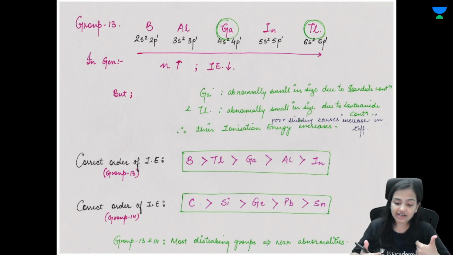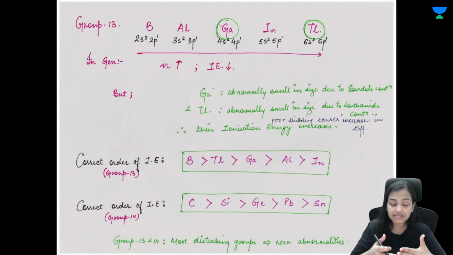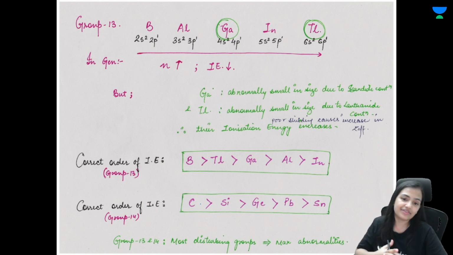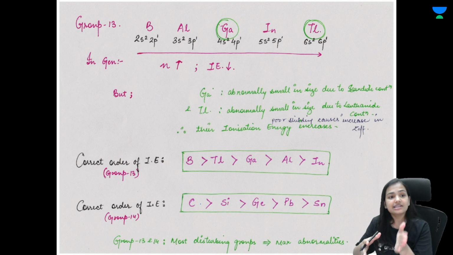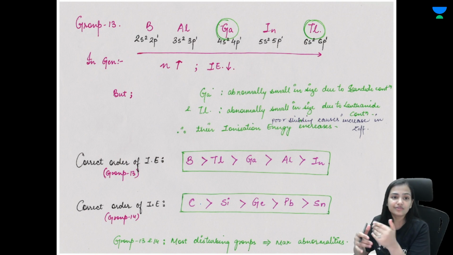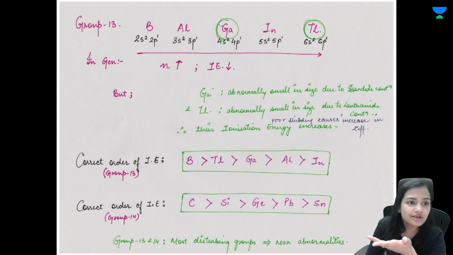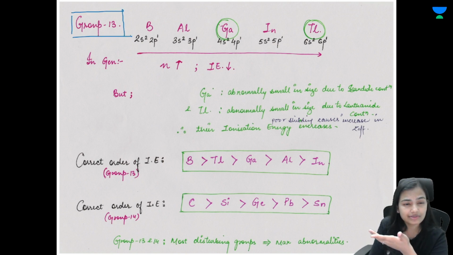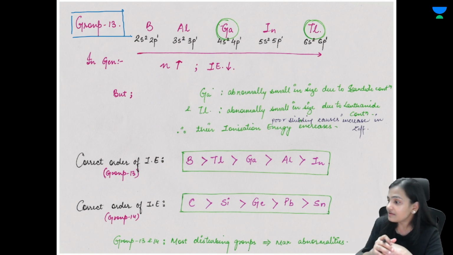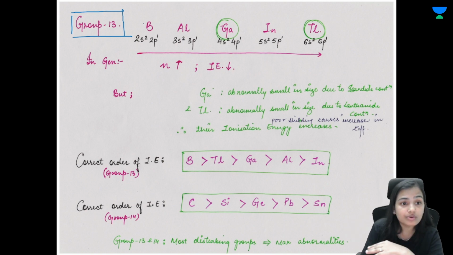Now we are done with the irregularity which could be seen in the period number 2 elements. Now there is one more irregularity that we have to focus on, which could be seen in group number 13 and 14. I mainly mean group number 13. So basically, we will be talking about boron, aluminium, gallium, indium and thallium.